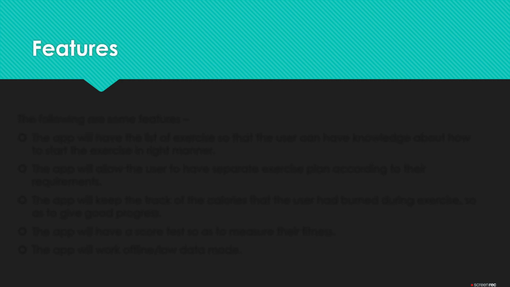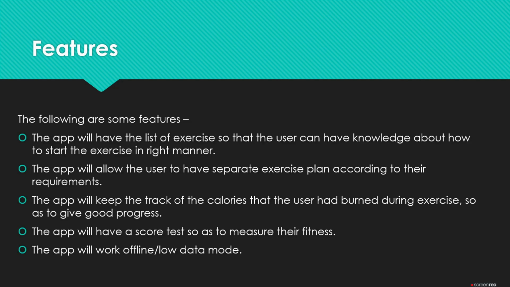Now, let's discuss the product's features. Now, we have the following features in this app. This app will have the list of exercises so that the user can have the knowledge about how to start the exercise in a right, particular manner. This app will allow the user to separate the exercise plans according to their requirements. This app will keep track of the calories that the user has burned during the exercise so as to give them a good progress. Also, this app will have a score test so as to measure their fitness levels. The main important thing is that this app will also work in offline or low data mode.